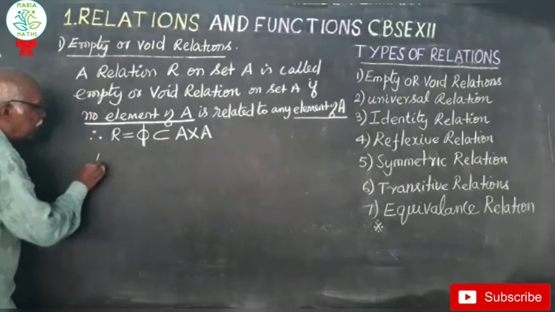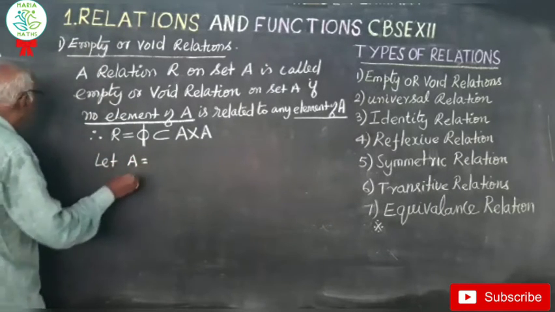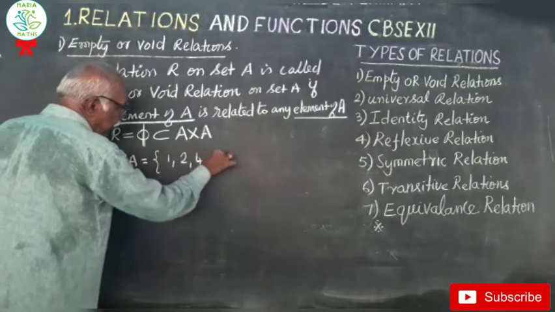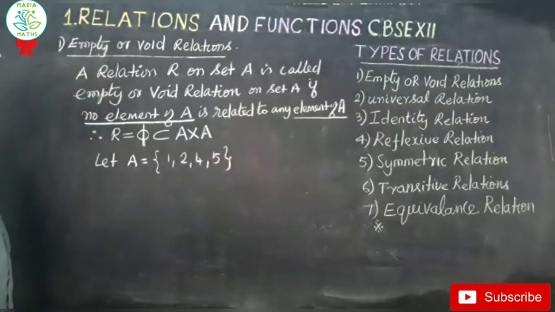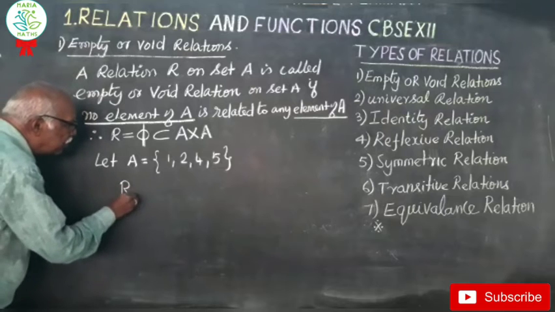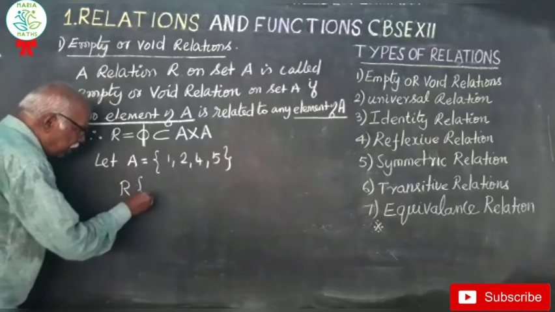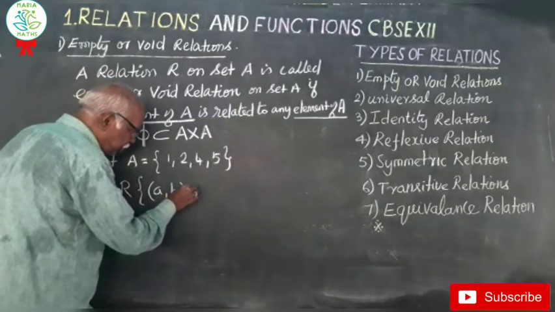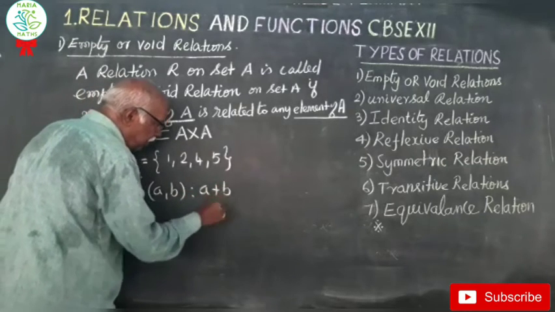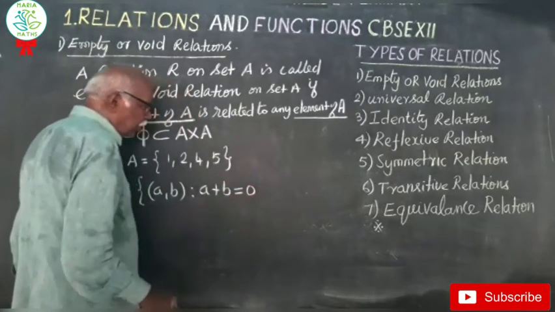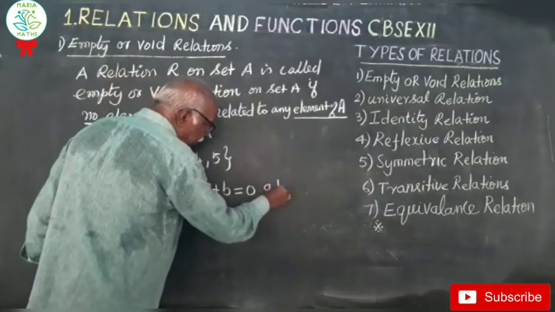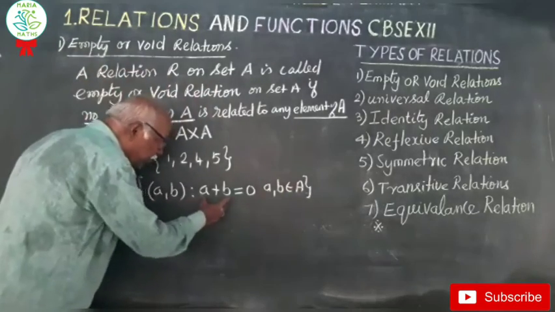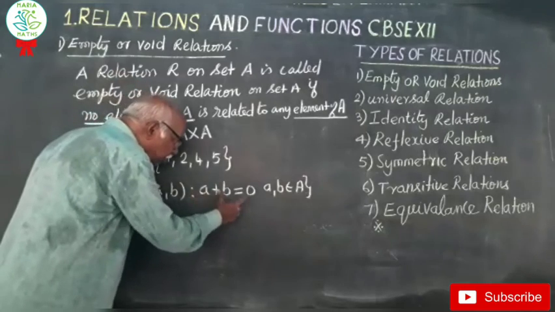Consider an example. Let A equal to {1, 2, 4, 5}. Let A be a set containing 4 elements. A relation R such that (a, b), a plus b equal to 0, where a, b belongs to A. What is the condition? Sum of the two elements. If we take any ordered pair, the sum of the two elements must be 0.